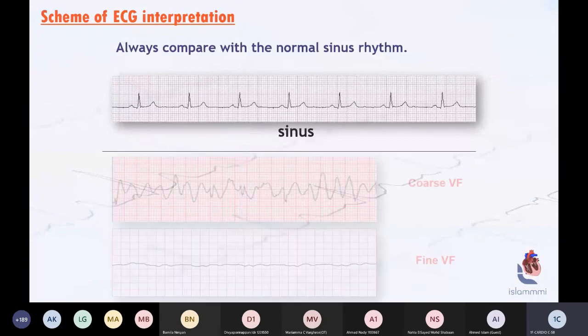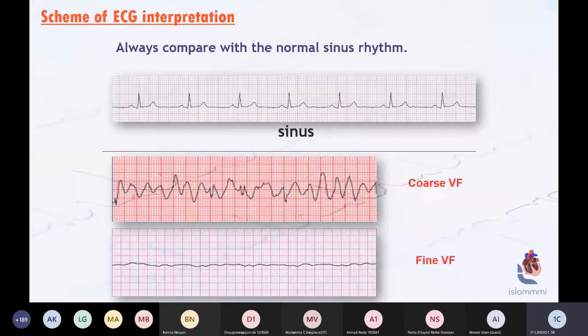Another type of absent QRS: we have a wavy line. It's coarse VF or just fine VF. So what is the difference in management of fine VF and asystole? In fine VF, we have to give the patient a DC shock immediately. In asystole, we only give cardiac compression.